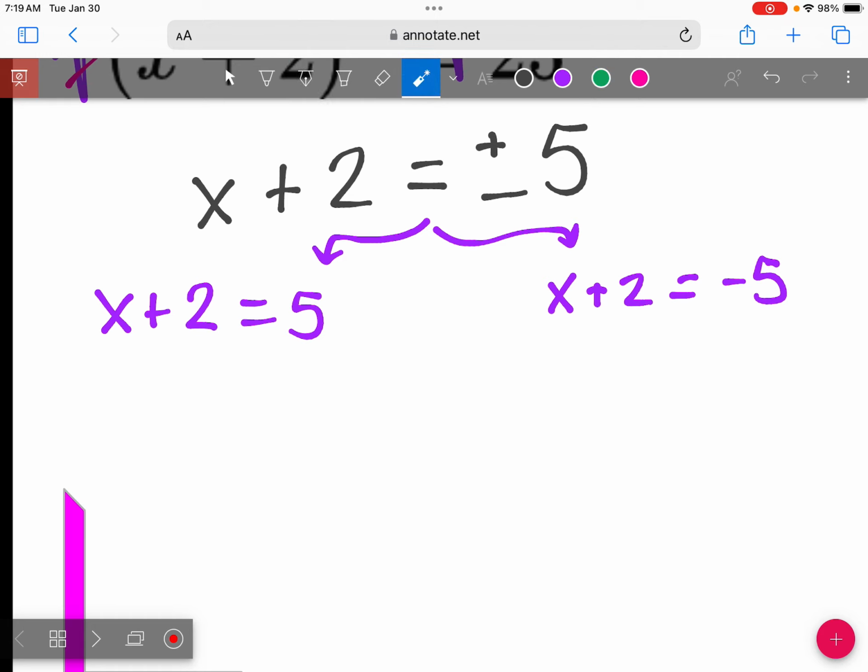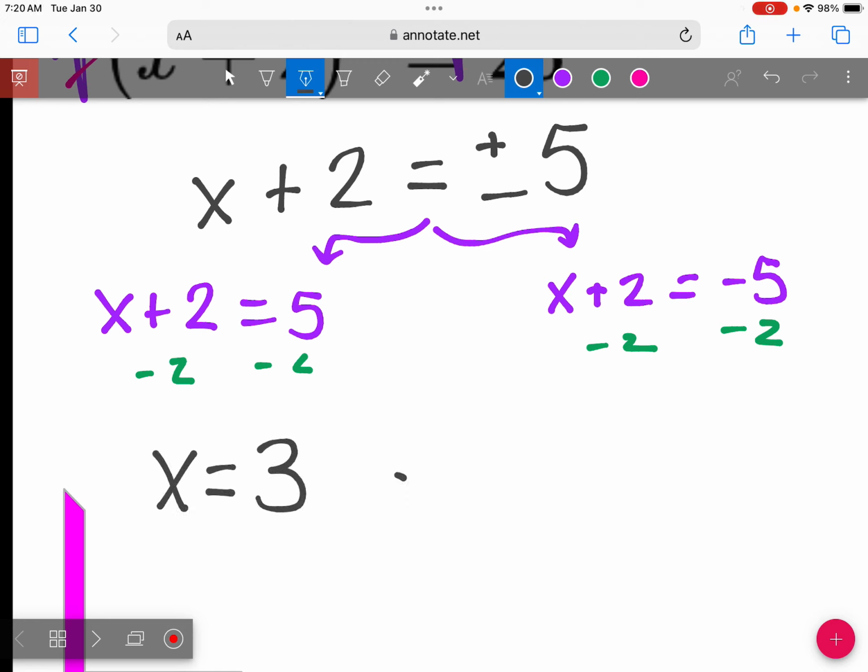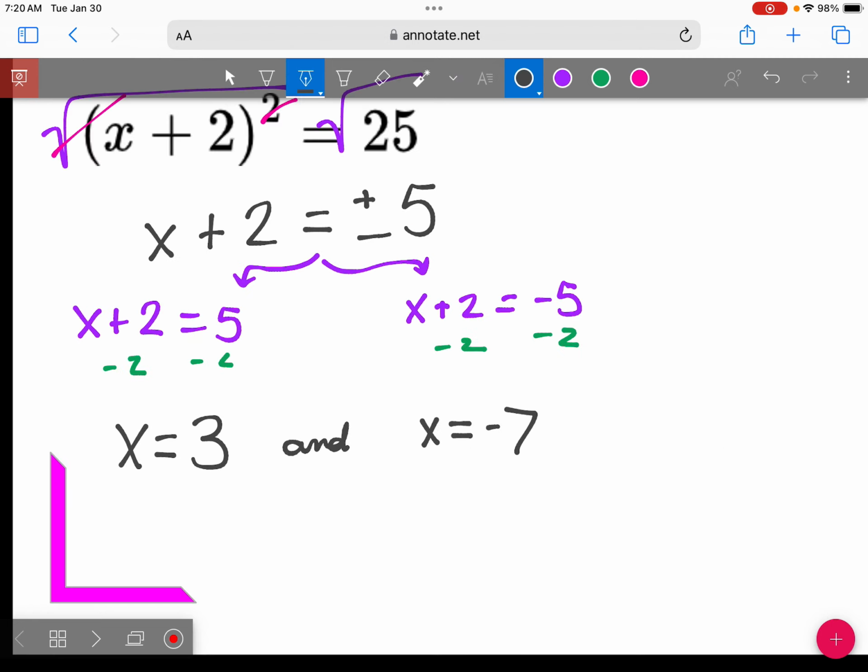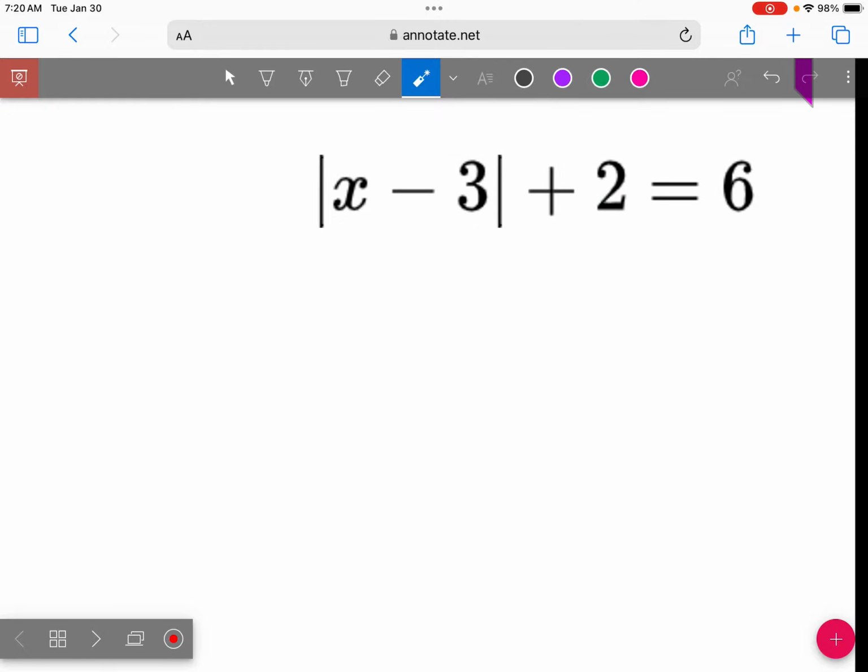And what do I do to each of these to get the x by itself? Subtract 2 on all the pieces. So we have x equals 3, and we have x equals negative 7. This one has two solutions. And when we have squares, we're often going to have two solutions. When we square root something on both sides, we've got to do the plus or minus. But then I'll come back.